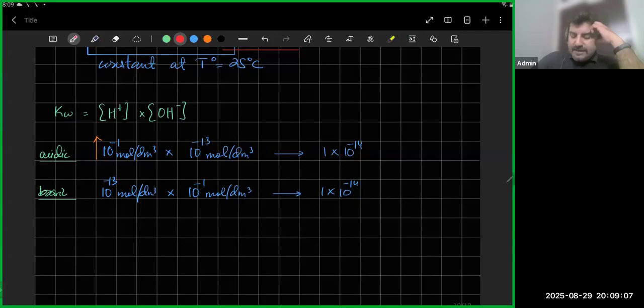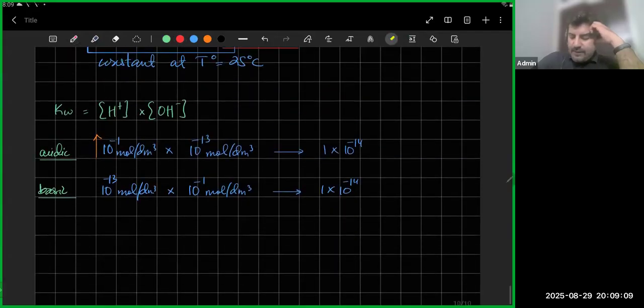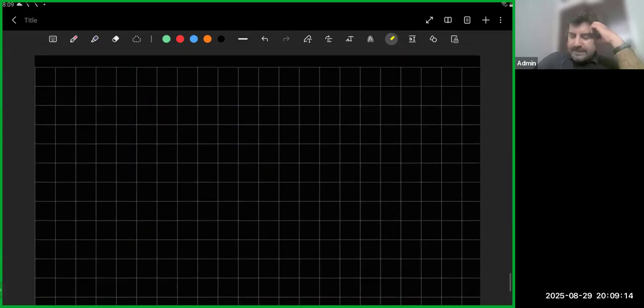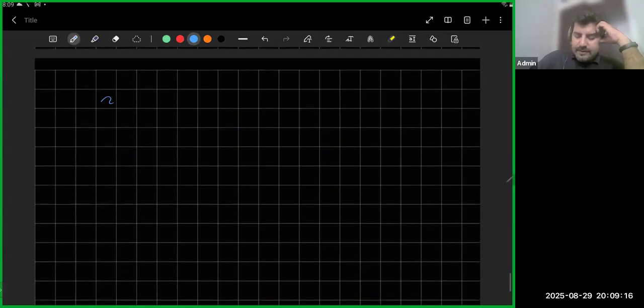So what happens is that if you have pure water, there are three types of water. You've got neutral water. Now in neutral water, the H plus 1 and the OH minus ion concentration is going to be exactly the same. It's going to ionize, and it's going to be exactly the same.